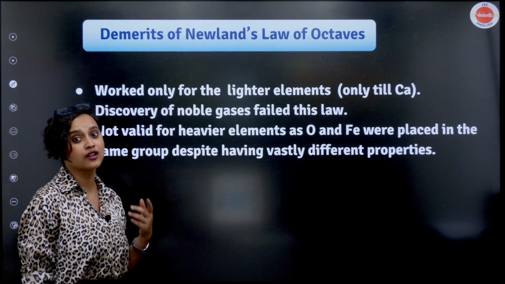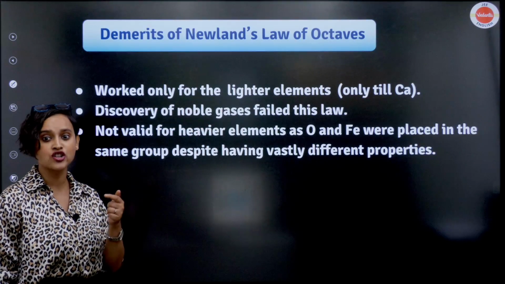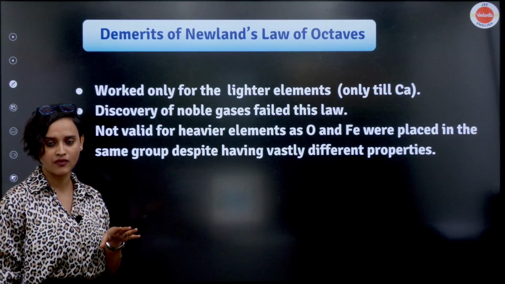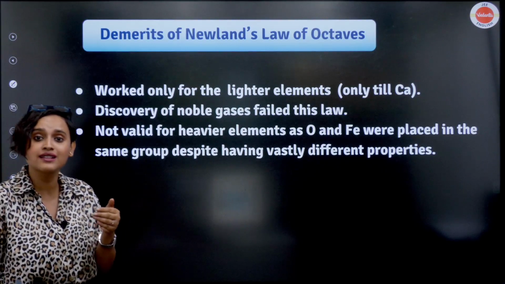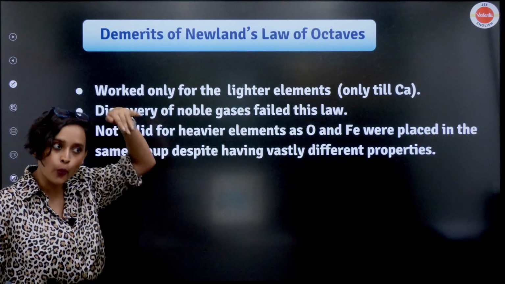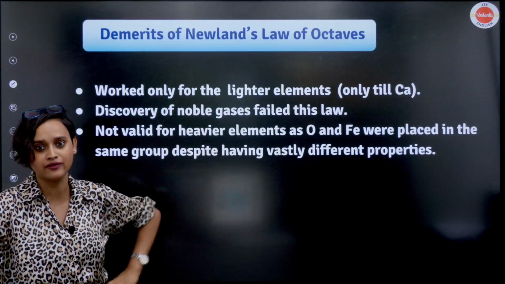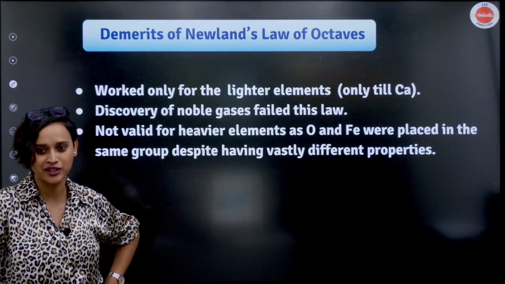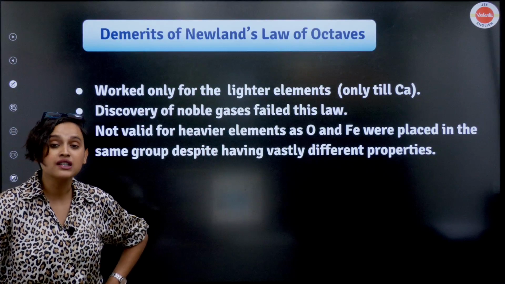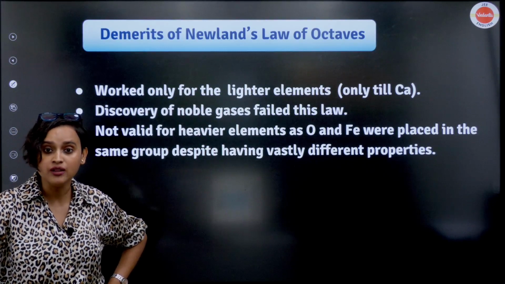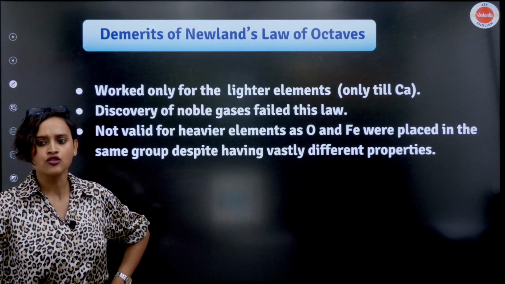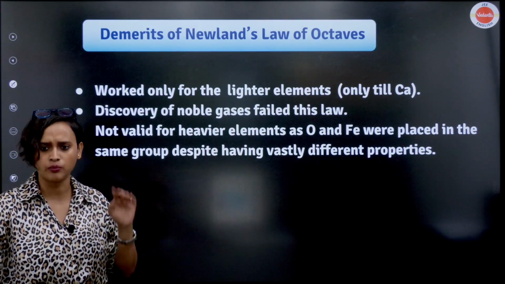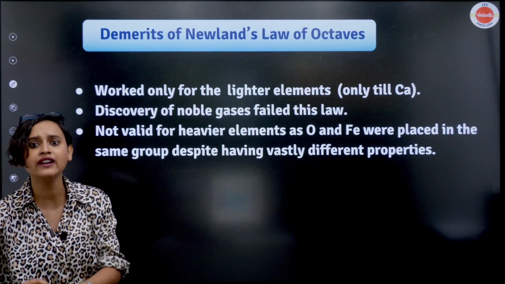The moment you started going towards the heavier elements after calcium, it failed. And with the discovery of noble gases, it took a wee deep dive. It just did not work out, because it was not valid for heavier elements like oxygen, like iron. So they were all placed in the same group, although they had very different properties.